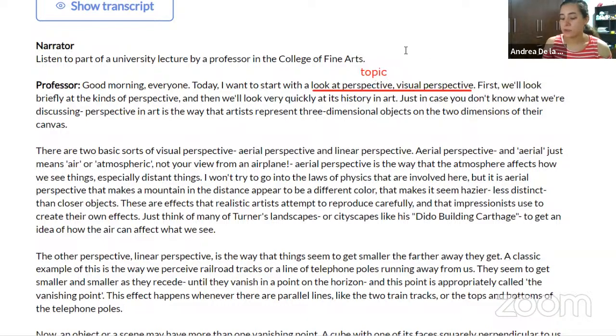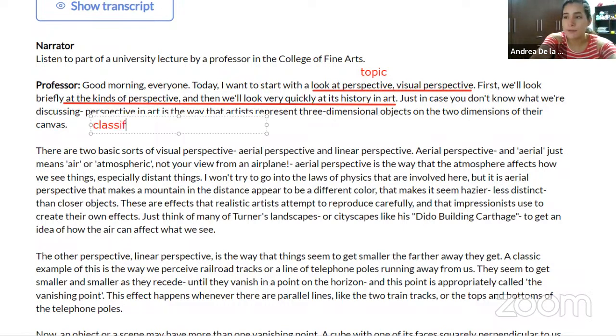And then what else does the professor do? The professor also talks a little bit about the structure, the organizational style of this lecture. Because the professor says, first, we'll look briefly at the kinds of perspective, and then we'll look very quickly at its history in art. Okay? Just by listening to that, you already know what the structure of the lecture will be. It will be first classification, right? Because kinds of perspective means classification, it means types.